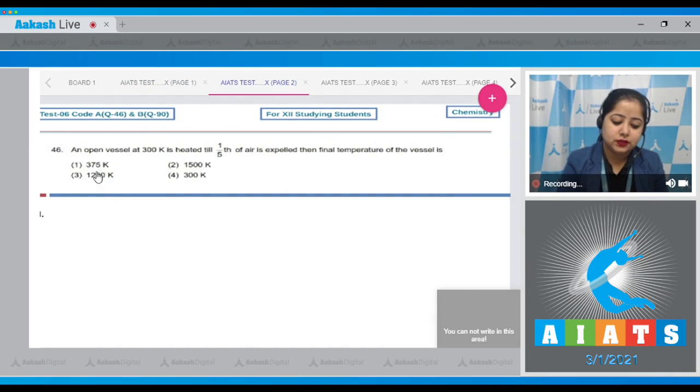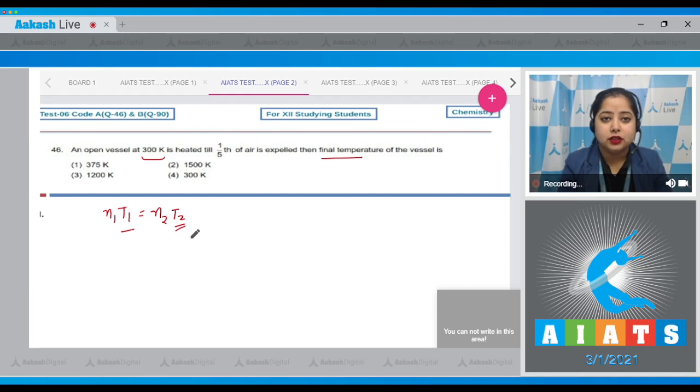Let's read it, students. An open vessel at 300 Kelvin is heated till 1/5 of the air is expelled. Then the final temperature of the vessel is. Students, here it is an open vessel. That means the formula used is N1T1 equals N2T2. We are given T1, which is 300 Kelvin, and we have to calculate the final temperature. That means we have to calculate T2.